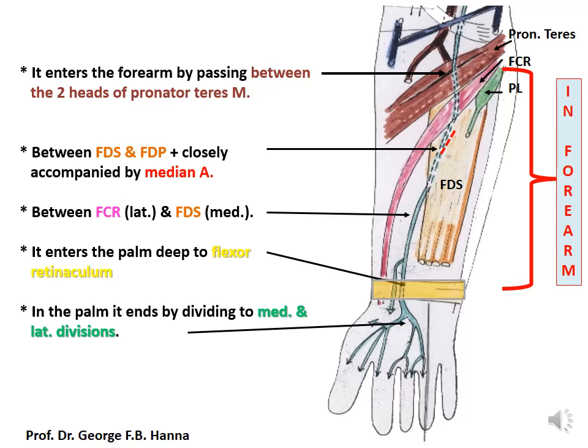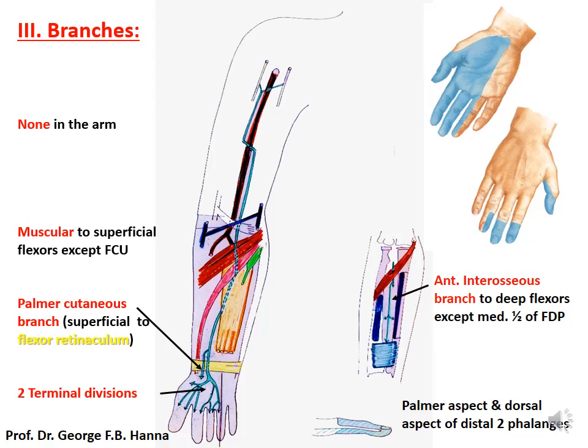Now in the hand, in the palm, it divides into two terminal divisions, lateral division here and medial division here. Now let's go to the branches of median nerve. Median nerve does not give rise to any branches in the arm. Why is that? Because musculocutaneous took the chance first and supplied the muscles of the arm. Now median nerve starts its work from the forearm and downward.